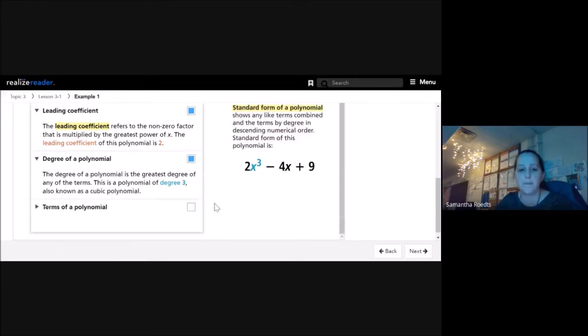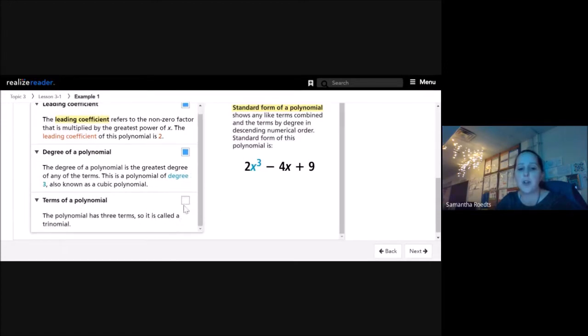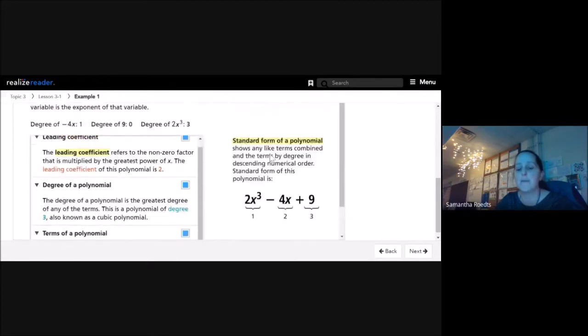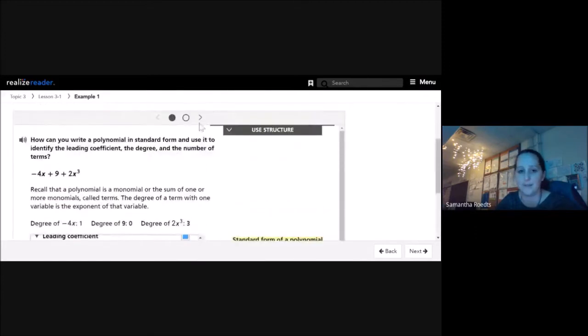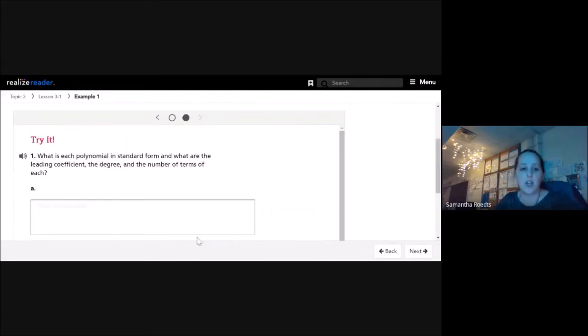X cubed. Terms of polynomial. The polynomial has 3 terms, so it's called a trinomial. So 1, 2, 3. Okay, so standard form shows any like terms combined and the terms by degree in descending numerical order. Standard form of this polynomial is 2x cubed minus 4x plus 9.